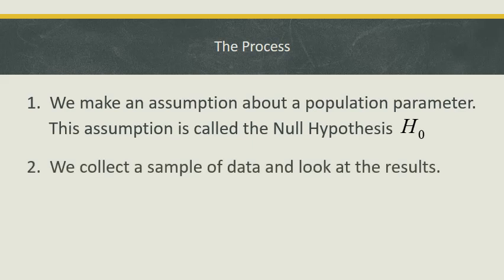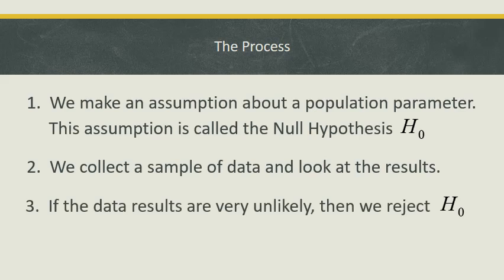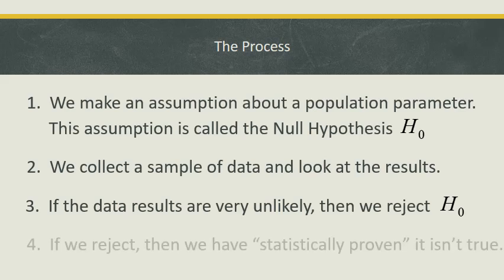Then you go out and collect your data. So you actually have a sample of observations, and you collect either a sample mean or sample proportion or some other statistic. And you look at your results and you use probability theory to decide whether they were likely or unlikely. If they were very unlikely, then that is evidence to reject the null hypothesis. And if you reject, that means that you have statistically proven that the parameter couldn't be equal to the number that you originally assumed.